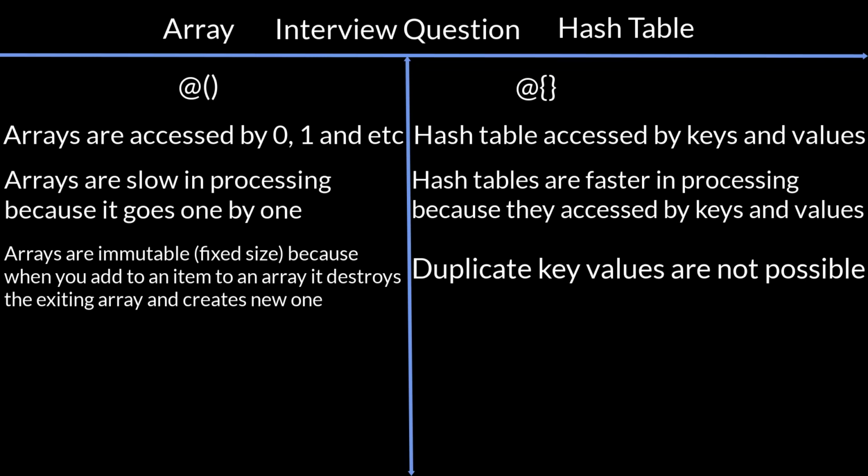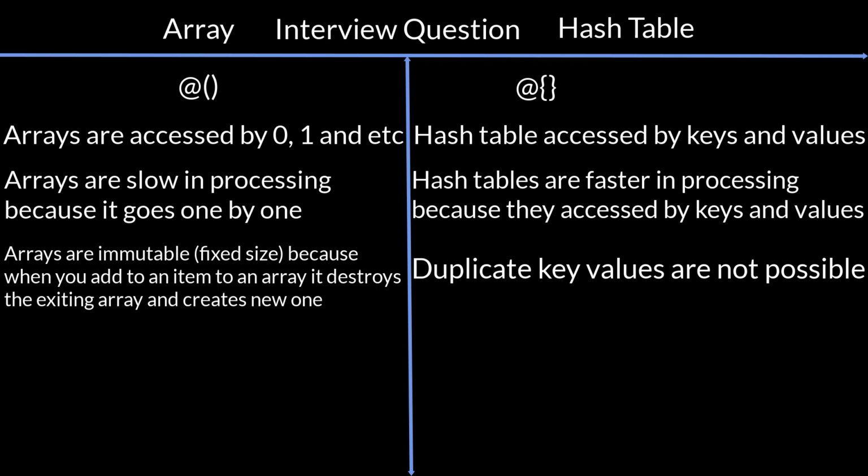The next one is the difference between array and hash table. This is an important interview question. Arrays start with @ and the bracket, and the hash table is @ with curly braces. Arrays are accessed by 0, 1, 2, 3, etc. Arrays, you know that it always starts with 0.